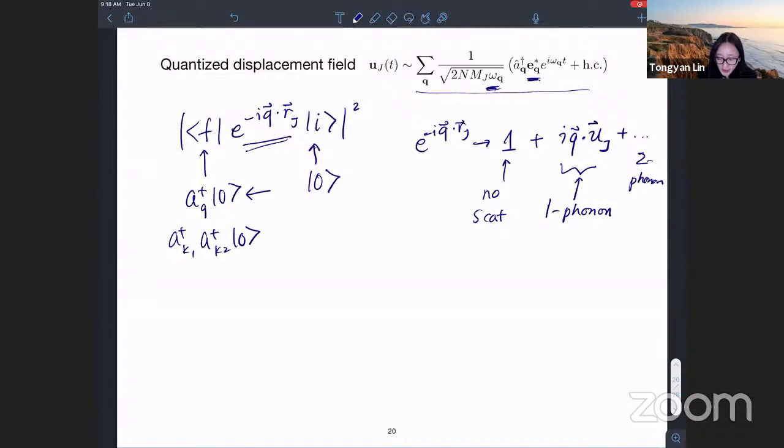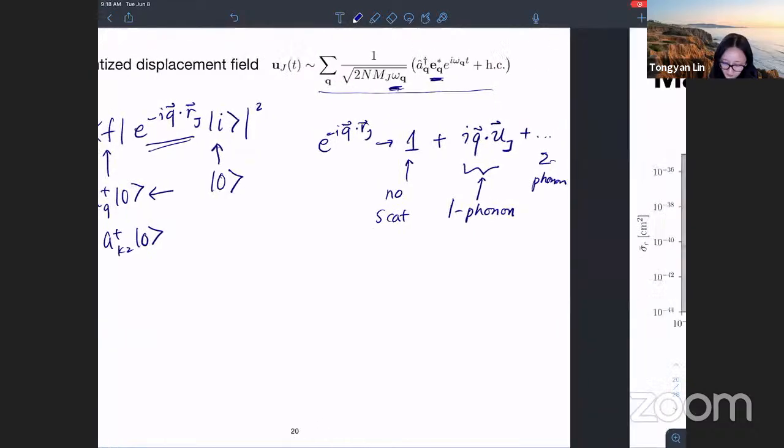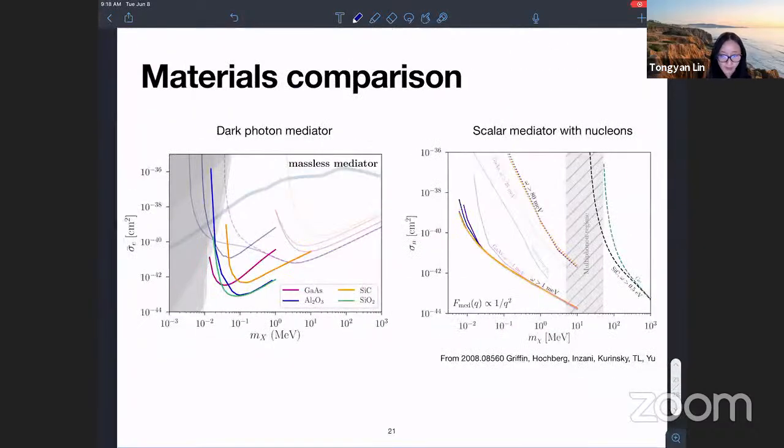Another interesting thing about the phonons is that which phonons get excited depends on how the dark matter couples to the various ions in the material. Oh, sorry, I didn't quite get there yet. Actually, I'm going to skip that comment.